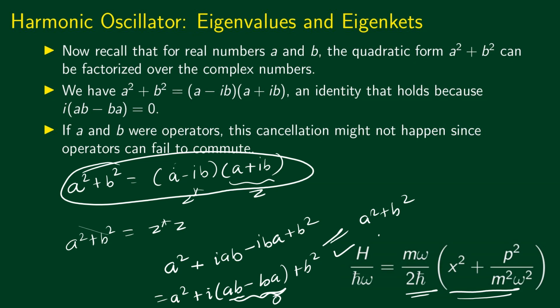Now the factorization of a sum of squares of operators as we have here may not be so simple, because if we have something like xp minus px, we cannot simply put this equal to 0. Right? So we have to be a little bit more careful when we are dealing with the sum of squares of operators. But we can still try a factorization of this form and see where it takes us.